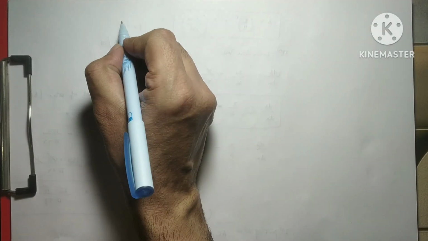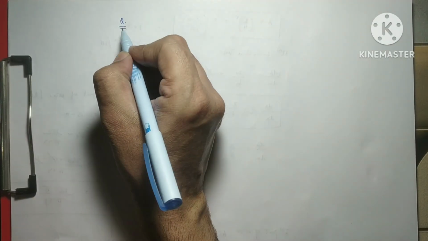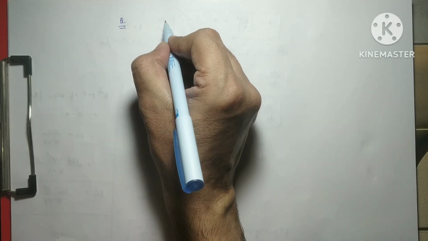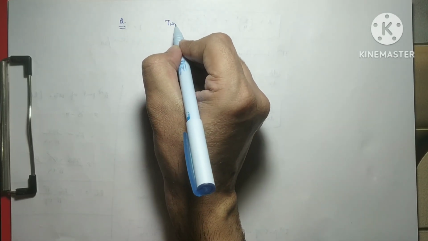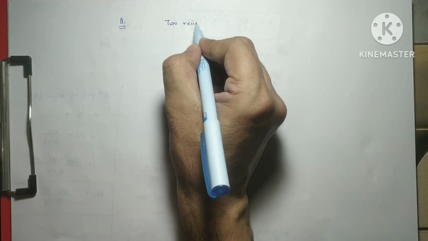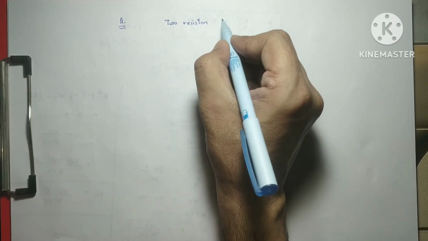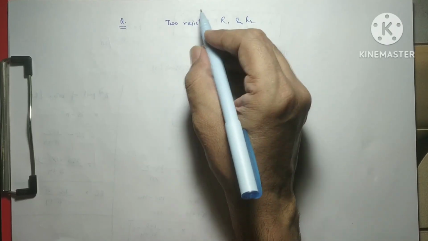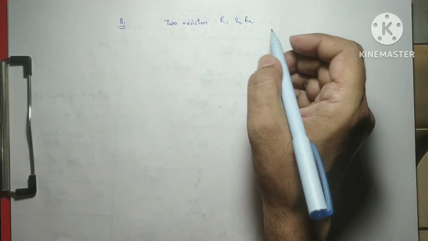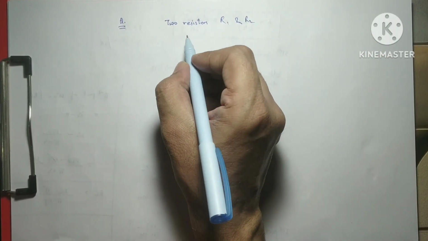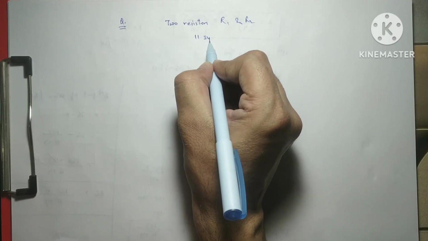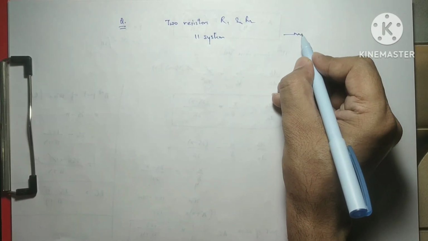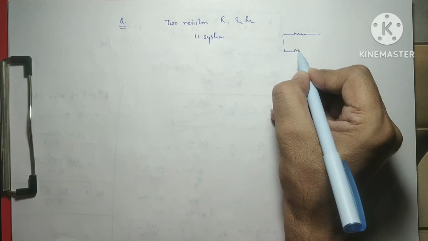Now the next question: we have two resistors R1 and R2, and these are combined in a parallel system. These are attached in a parallel system. So just like we have R1 and R2.